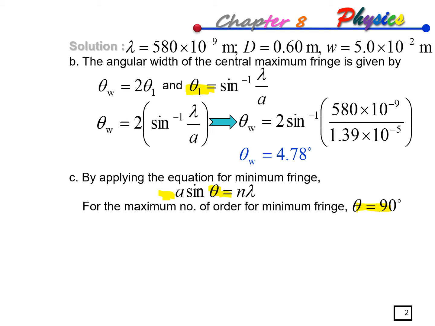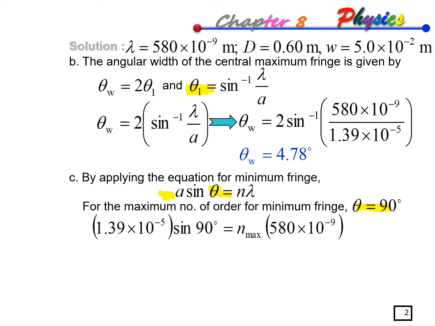So replacing over here, we are going to determine the number of orders, the maximum order, how many n we can obtain. So calculate. Now the maximum order of fringe that we have is 23.97.